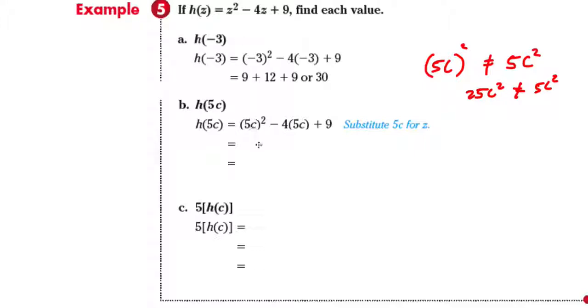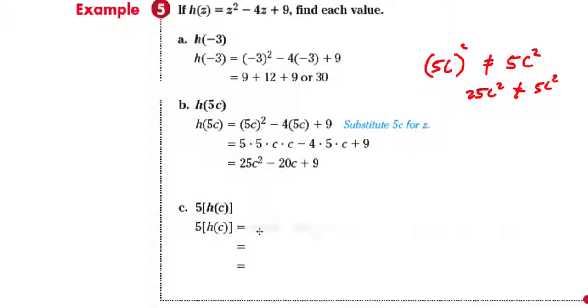Okay, continuing that, you now have 25c squared, which I showed you, minus 20c, negative 4 times 5c is negative 20c, plus 9. Okay, and that would be h of 5c. And finally, let's take a look at c before we go to the last example. In c, it's asking for 5 times h of c.